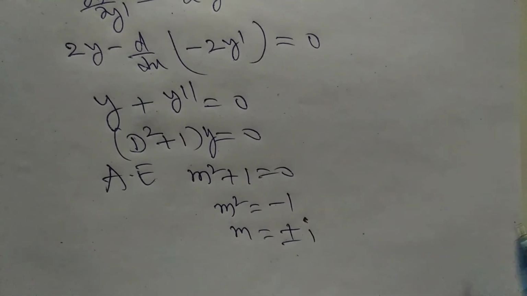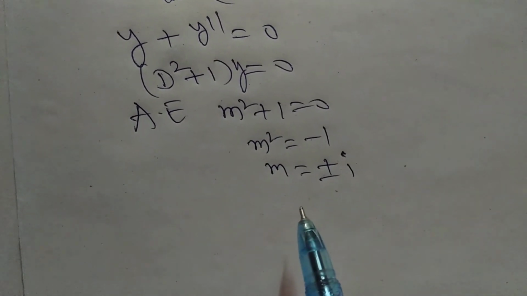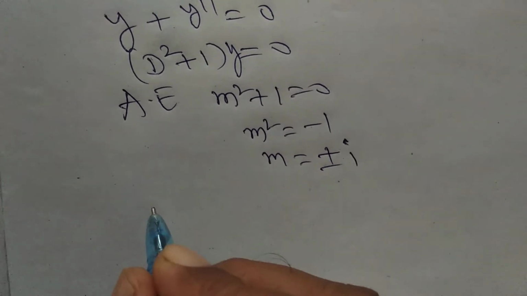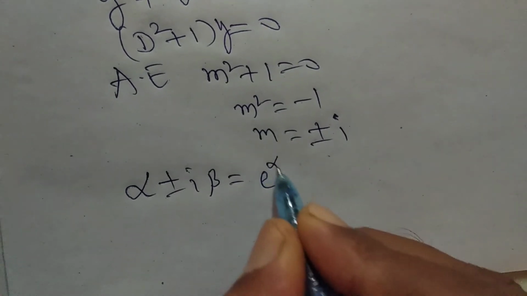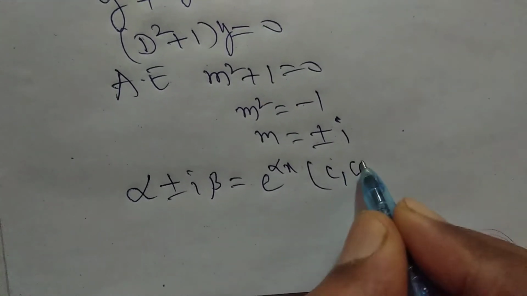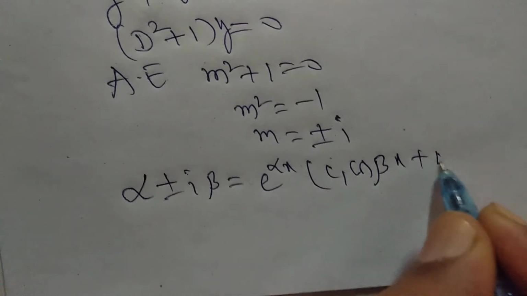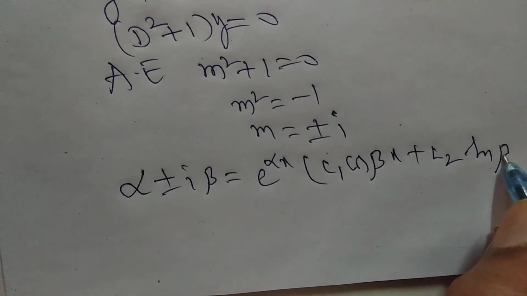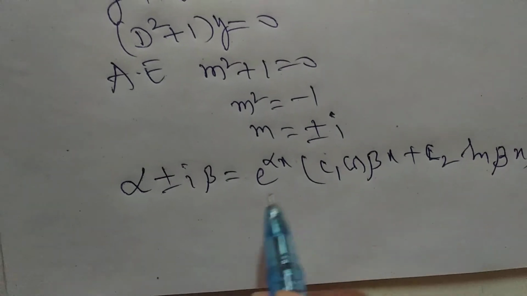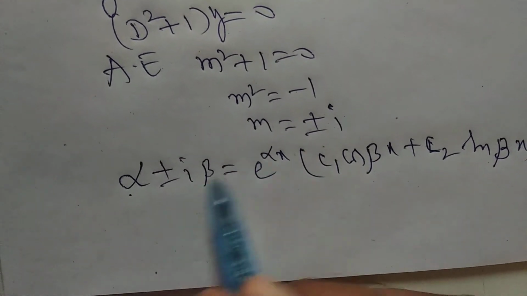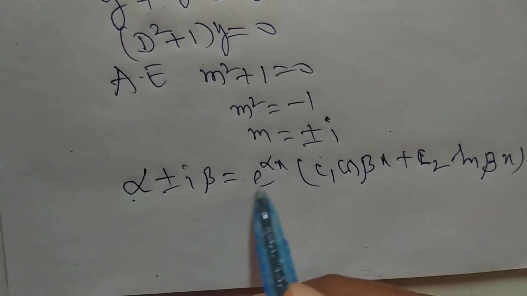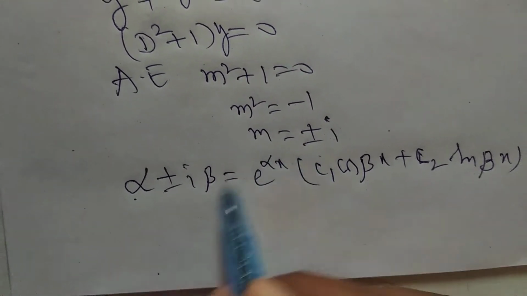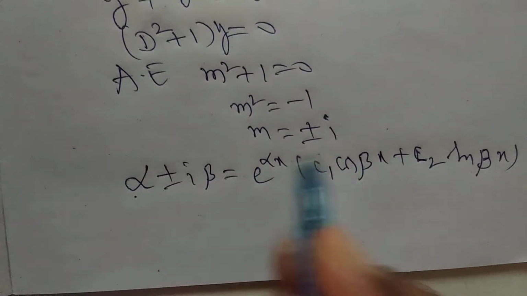So these are complex roots. You already know how to write the general solution, the complementary function, for complex roots: alpha plus or minus i beta. This can be written as e power of alpha x into (c1 cos beta x plus c2 sin beta x). This is the general formula. Here alpha is not present, which means alpha is equal to 0, and beta is equal to 1.